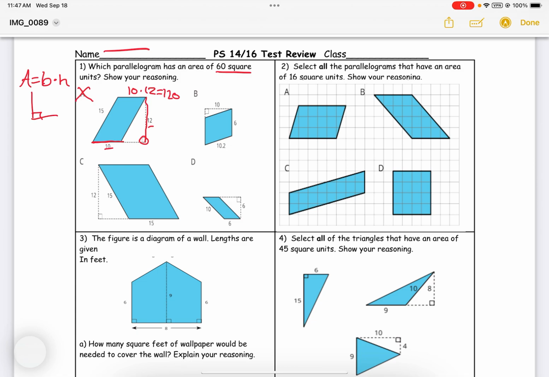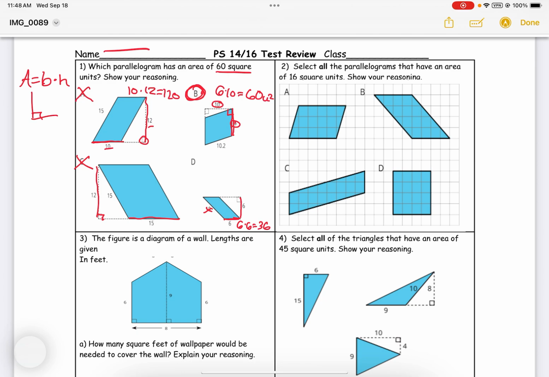For B, I'm going to pick 6 from my base because I see that this 10 forms a right angle with it. So 6 times 10 is 60, so that one works. And it's 60 units squared. Notice for C, the base is 15. Here's the square. The height is 12. 15 times 12 is not 60. D, the base is 6 and the height is 6. So that 10 is not the height. 6 times 6 would be 36, which is not the area. So it's only B. Just check all of them just to make sure you didn't mess up. And then you can obviously redo the areas to make sure you got it all the way right.